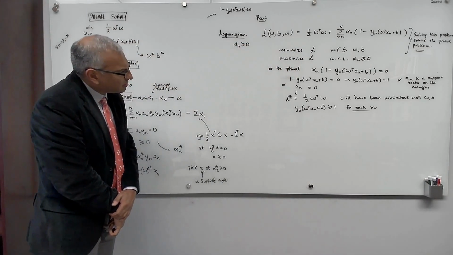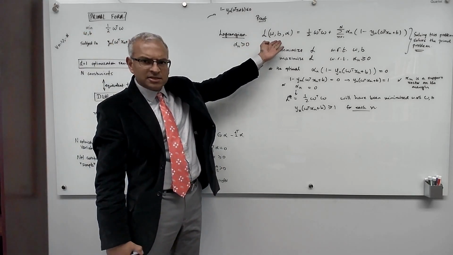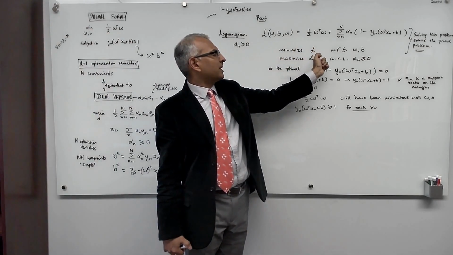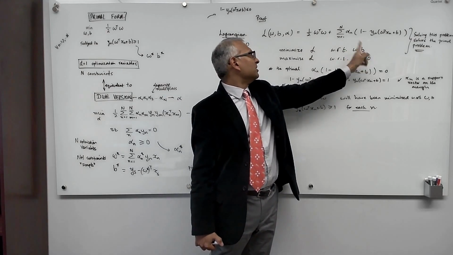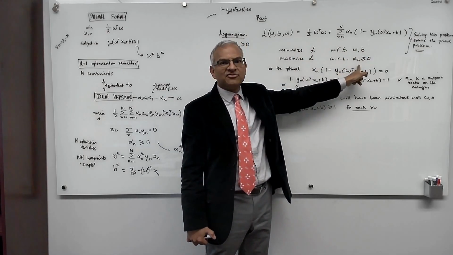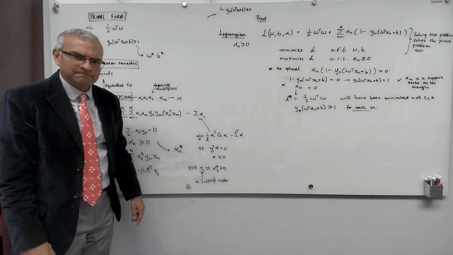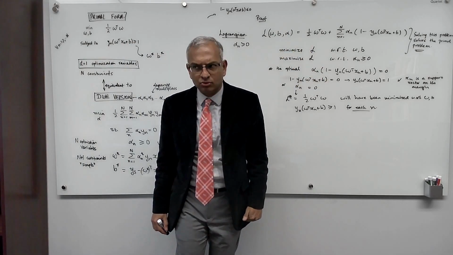And so, essentially, what we have shown is that this Lagrangian is intimately related to the original problem, in the sense that if you minimize the Lagrangian with respect to W and B, and maximize the Lagrangian with respect to the alphas, you recover a solution to the primal problem. And so all that remains is to actually perform that optimization. So let's do that.